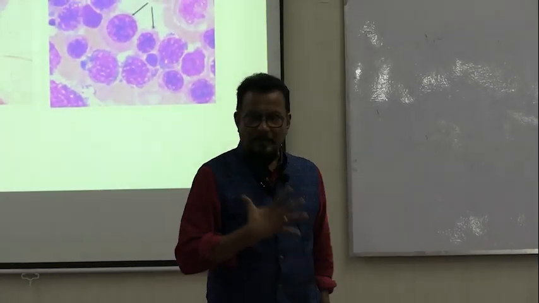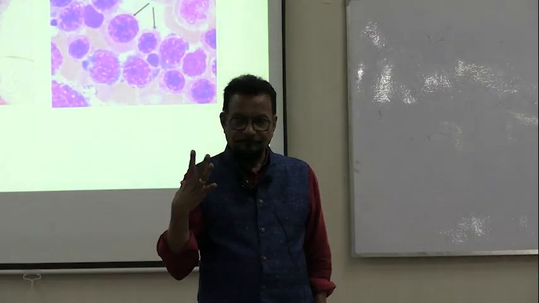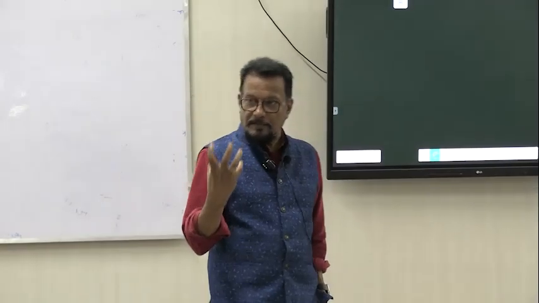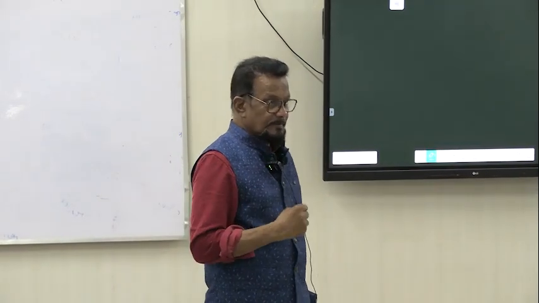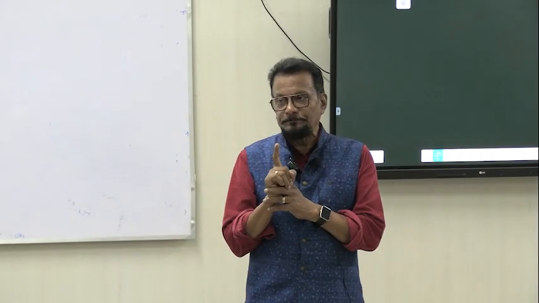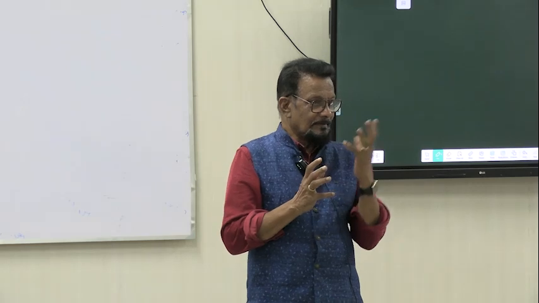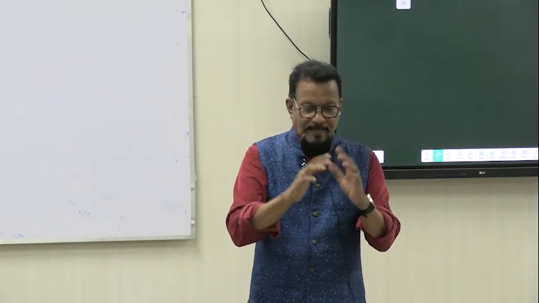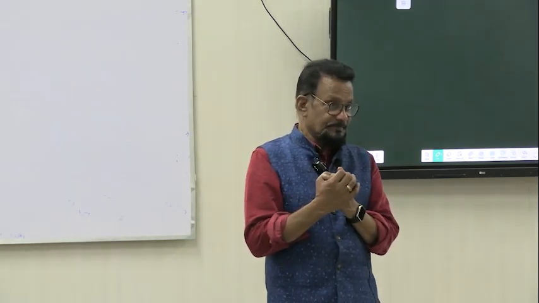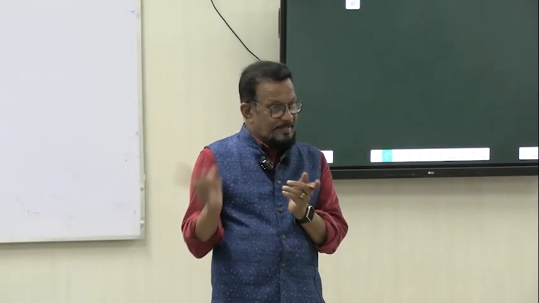What will happen to the blood picture? When you perform hematological tests, what changes will you get? First of all, about the RBC: what you will find is that the size of RBC is increased. That's why it is called macrocytes. So, there is anemia.